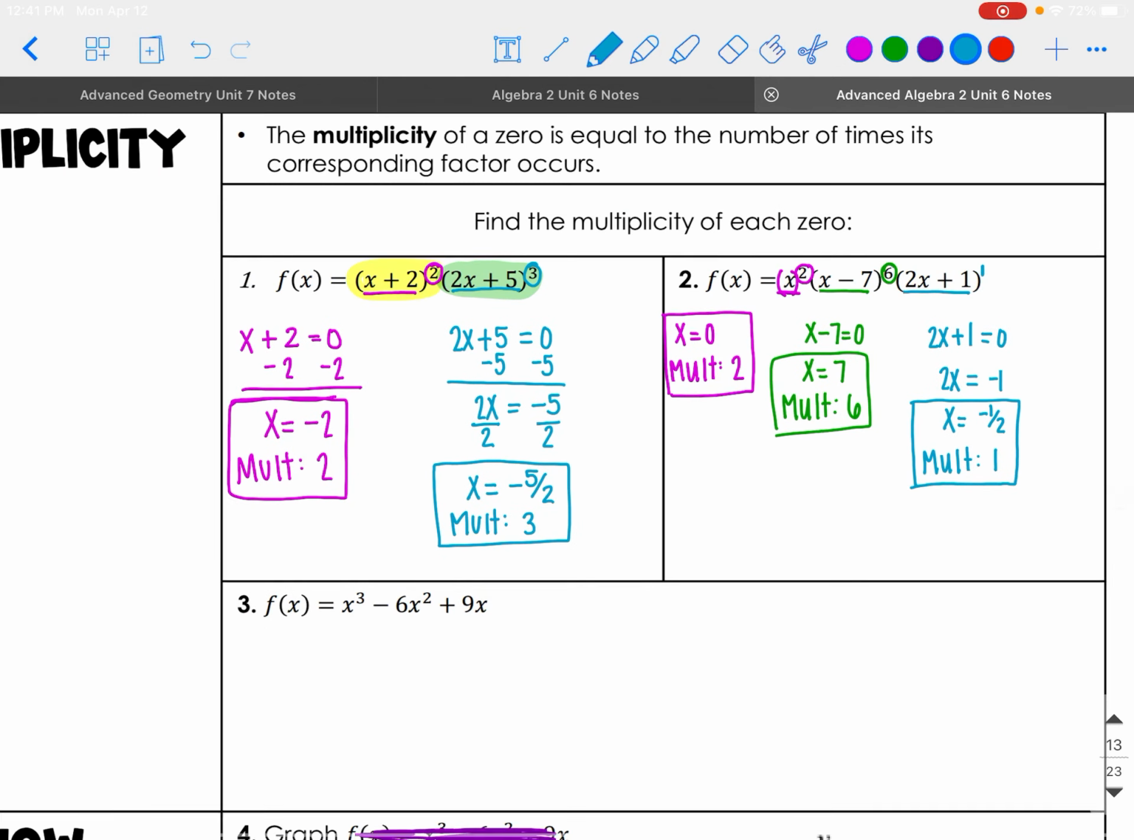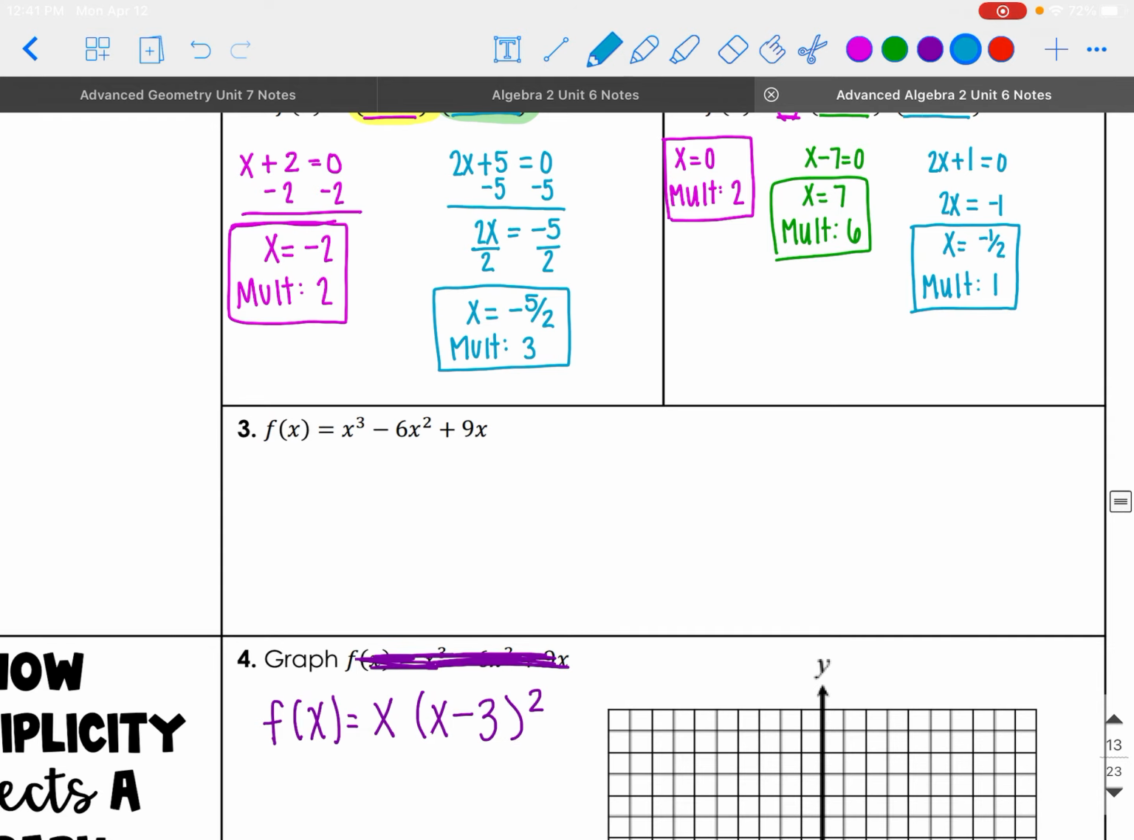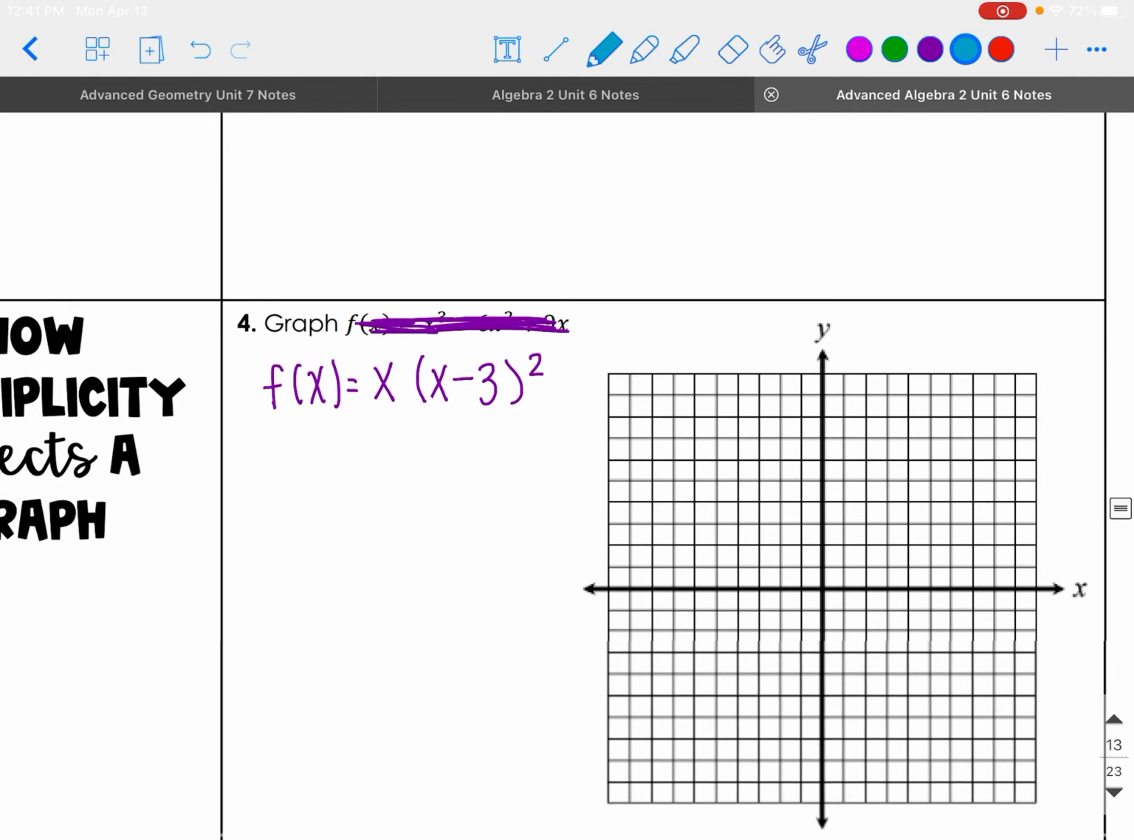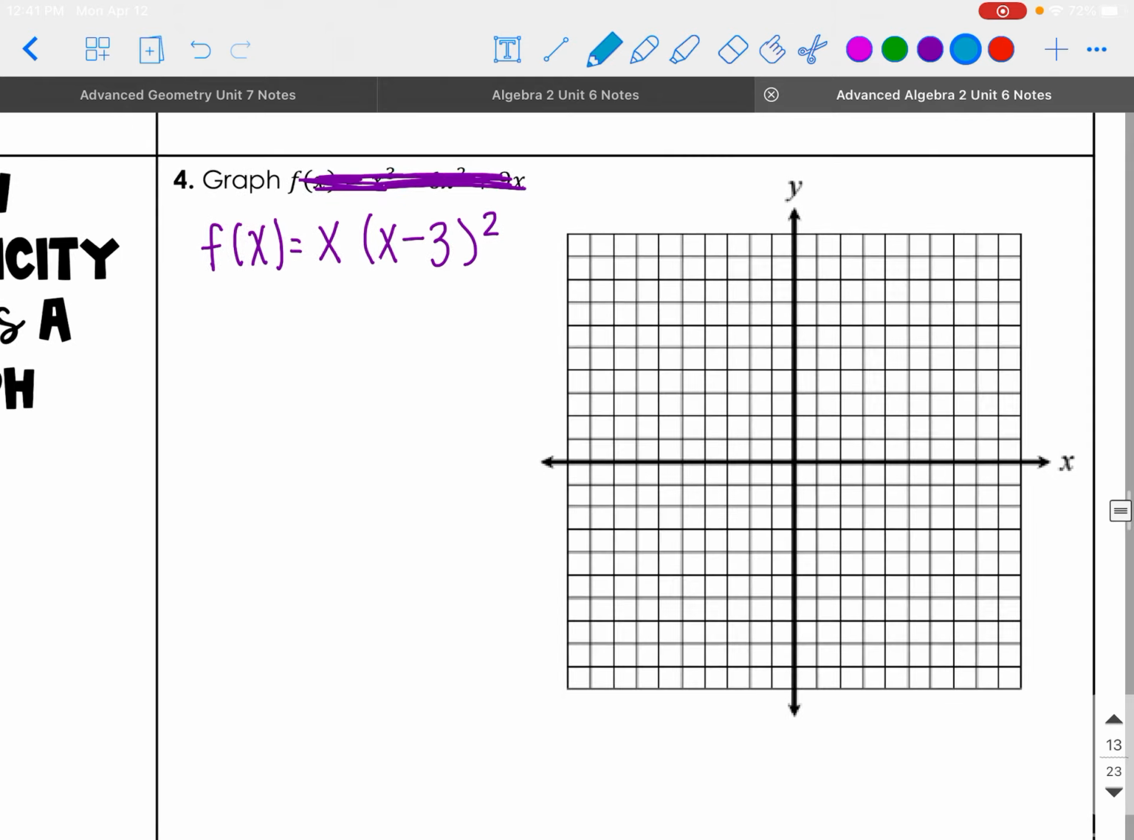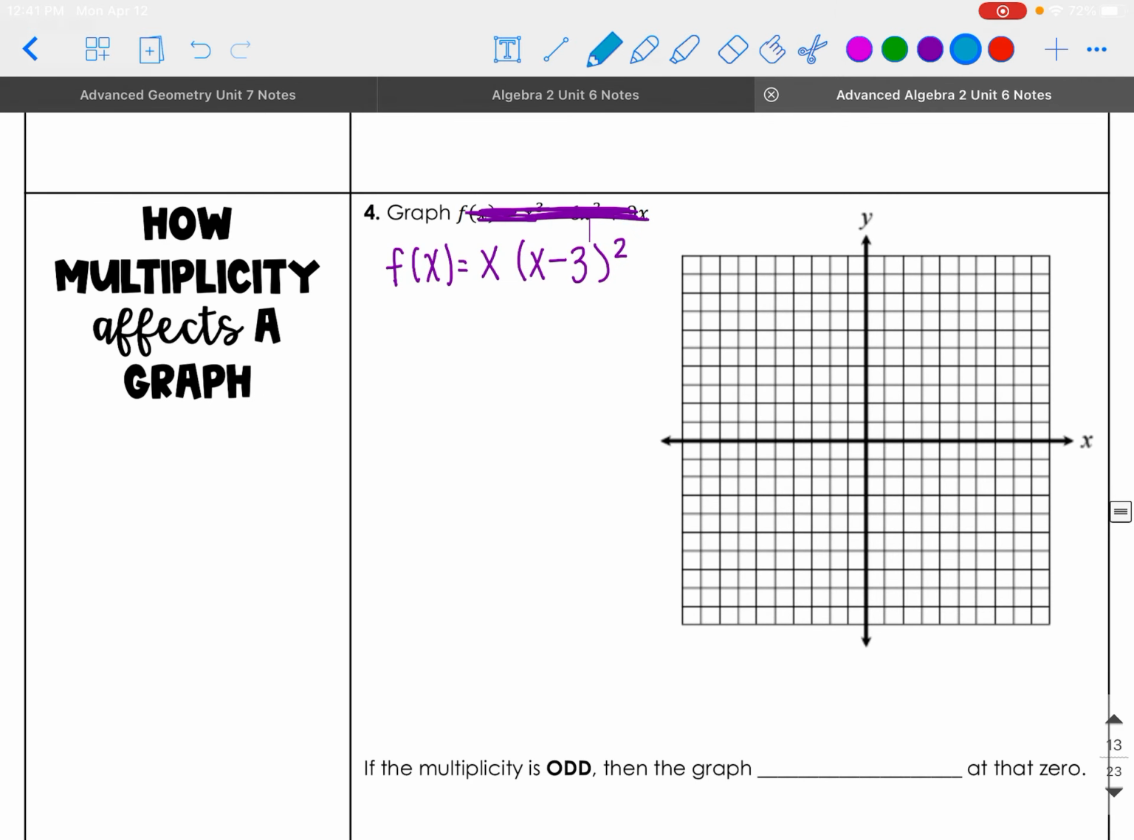And I'm going to skip number 3 because that one requires some factoring, which we will do later. And then number 4, I want you to change that and put it in factored form. And we're going to talk about how, or why are we even looking at the multiplicity? Why is that even a thing? Why is that even important? And so I want you to graph number 4.